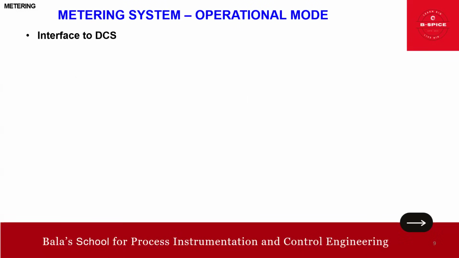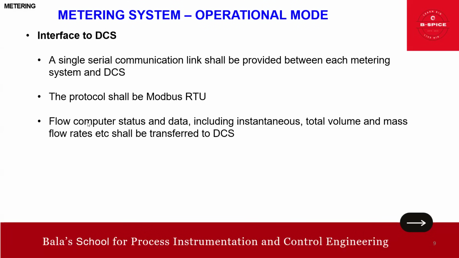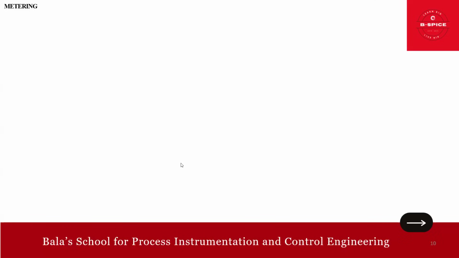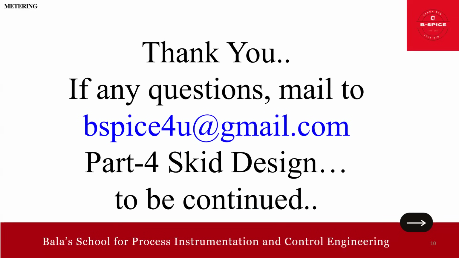Yeah. So then finally, we have some interface to DCS. A single serial communication link shall be provided between each metering system and DCS. The protocol shall be Modbus RTU. Flow computer status data, including the instantaneous total volume and mass flow rate, shall be transferred to the DCS. So that's all I have for these operational modes basically.